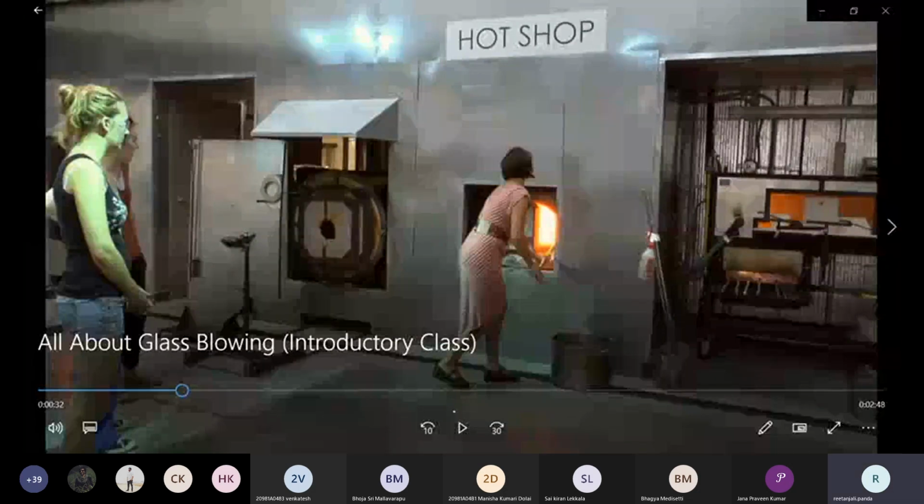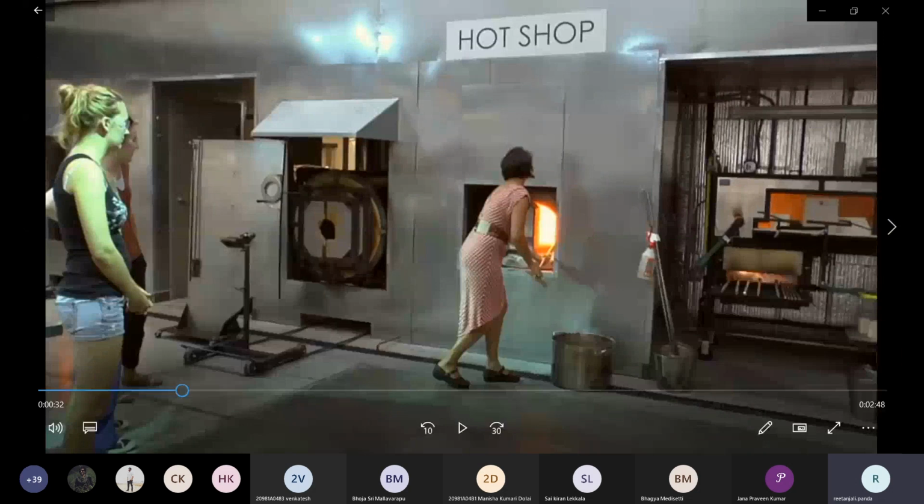Okay, so these rods you saw, if they are not hot enough, then what will happen? The glass will stick to that rod, and the blowing process will not be able to be done. That's why we heat it.